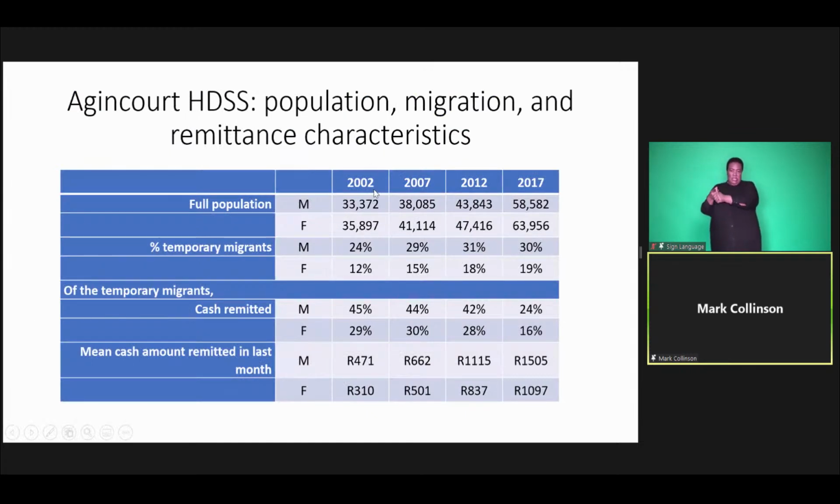Within the Agincourt population, let's look at some of these time trends and how temporary migration looks over time by sex, male and female. These are similar to the numbers that we've been seeing for men going forward from 24 up to 30. This is saying, for a male in this population, what percentage of them are temporary migrants?